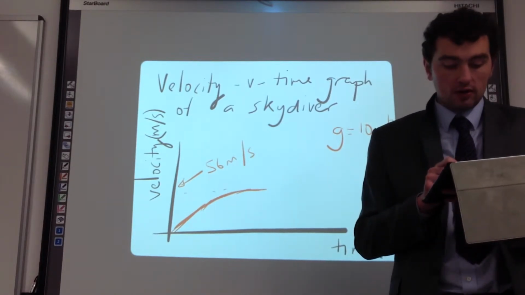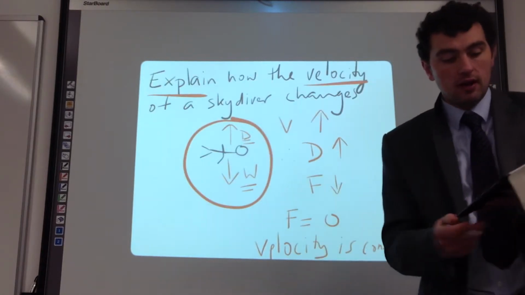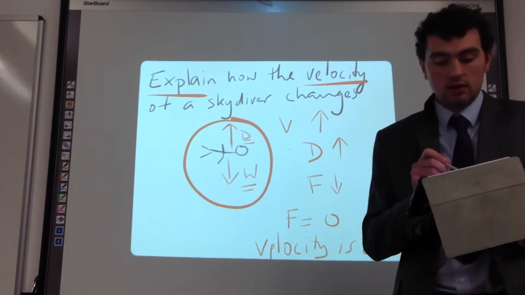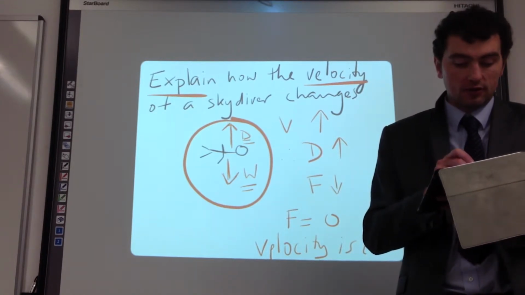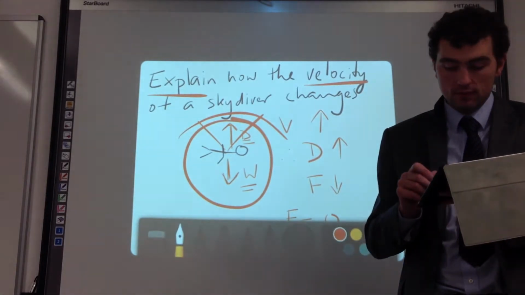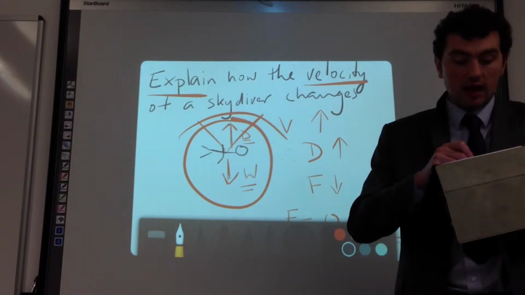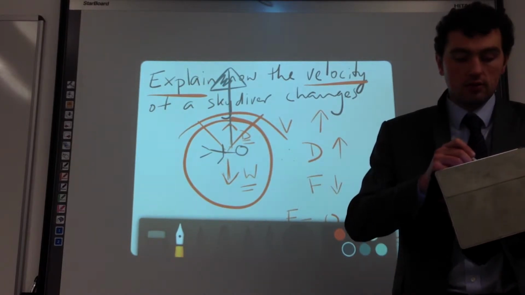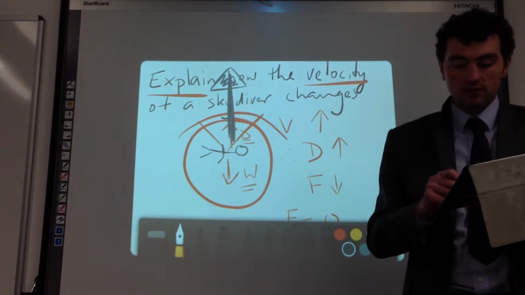At this point here, the skydiver might choose to open his parachute. Now, just before he opens his parachute, the drag and the weight are equal and opposite. If he now opens a parachute, what happens is his cross-sectional area massively increases. So what this has the effect of doing is, at that velocity his drag will massively increase.